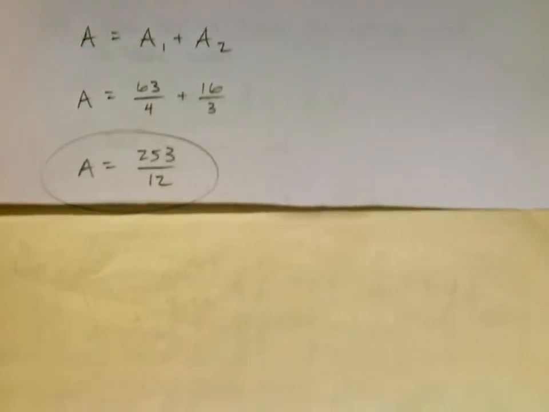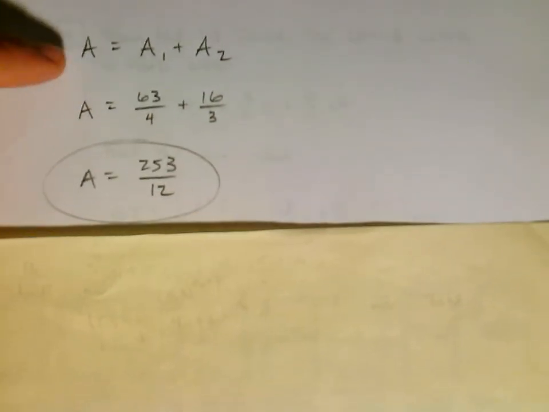So what is the final answer? Well, I'll just show you my final steps. So the total area, A equals A1 plus A2. So that's 63 over 4 plus 16 over 3. And in my calculator, I got that to be 253 over 12 as my final answer.